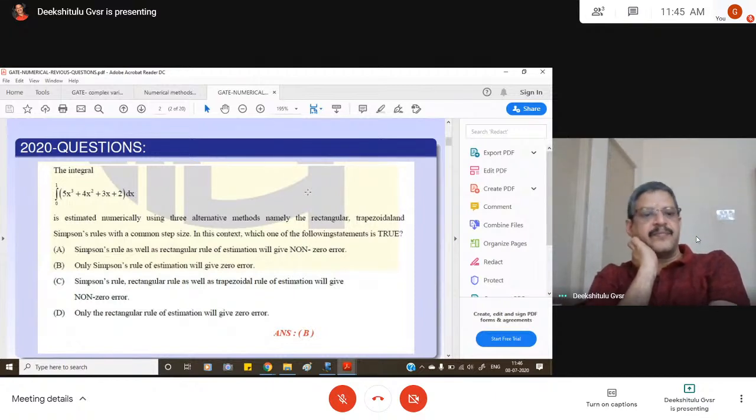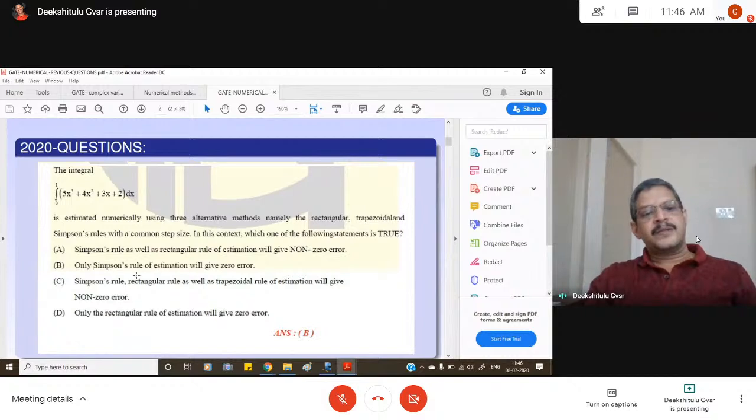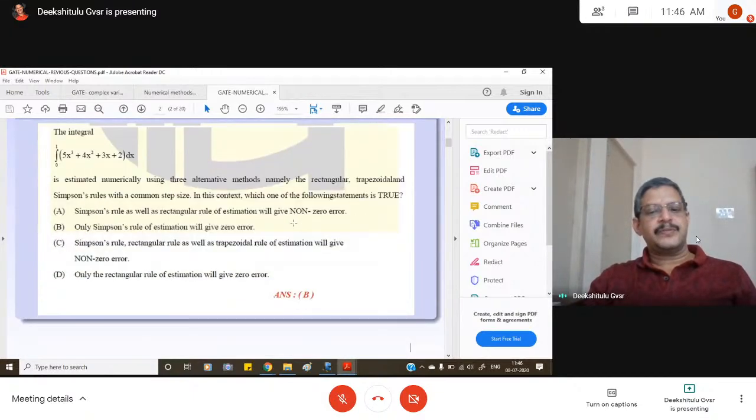No, I cannot say that. Only Simpson's rule of estimation will give zero error. Simpson's rule, rectangular rule as well as trapezoidal rule of estimation will give a non-zero error. Not possible. Only rectangular rule of estimation will give a zero error. No way. So the answer is clearly B. Because Simpson's rule uses a third degree polynomial, Simpson's 3/8 rule. So these are third degree polynomials. By estimating this with the 3/8 rule, we get a close approximation.